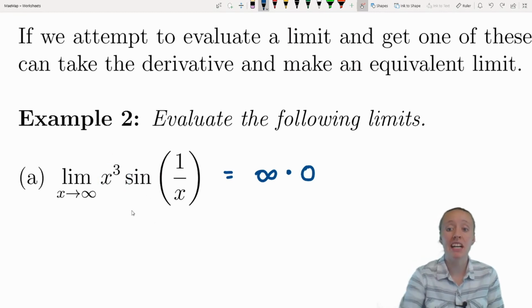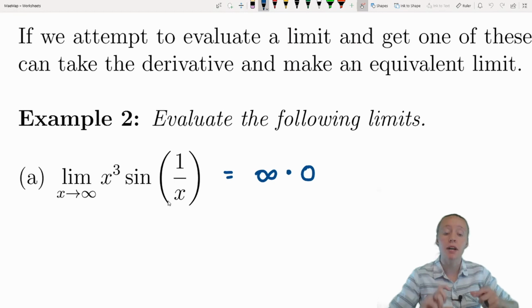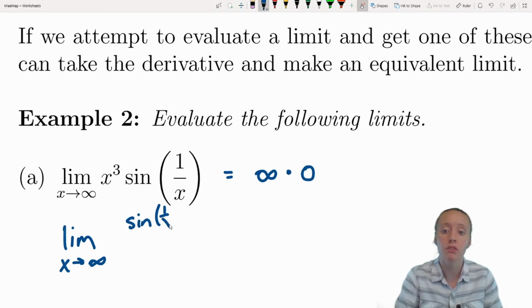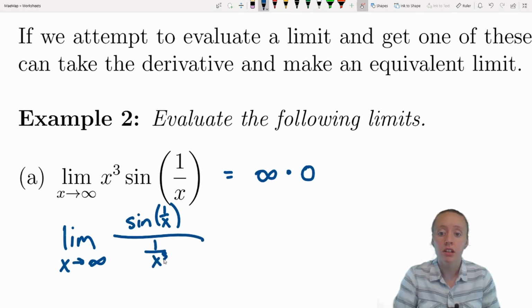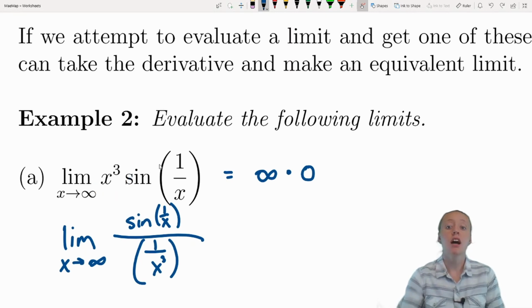And how do I do that without changing the value? I'm just going to divide by its reciprocal, because dividing by a reciprocal is the same as multiplying by that original. So I'm going to have the limit as x approaches infinity of, my numerator is going to be the sine of 1 over x, and my denominator is going to be 1 over x cubed. You can see that I didn't change the value at all. Dividing by 1 over x cubed is still the same as multiplying by x cubed. I just wanted to put something in a denominator.